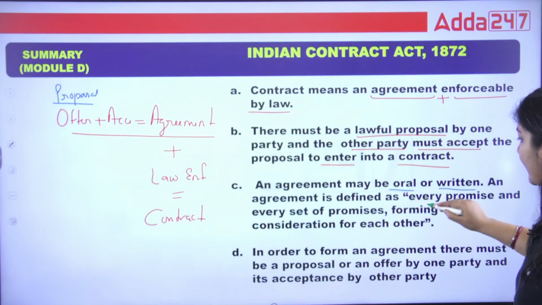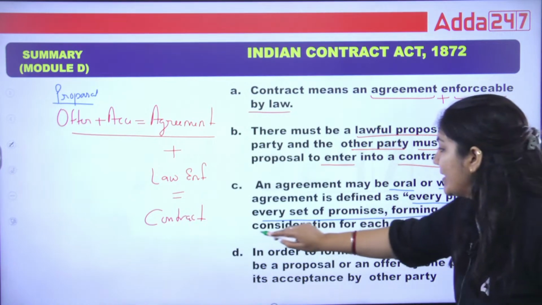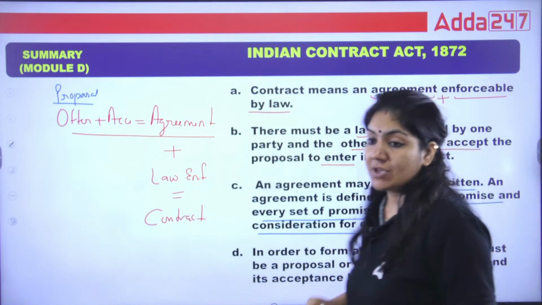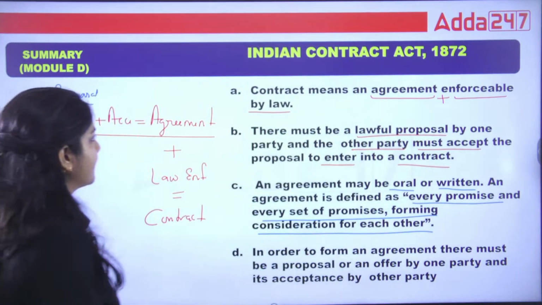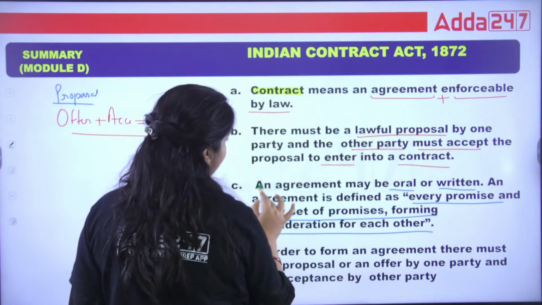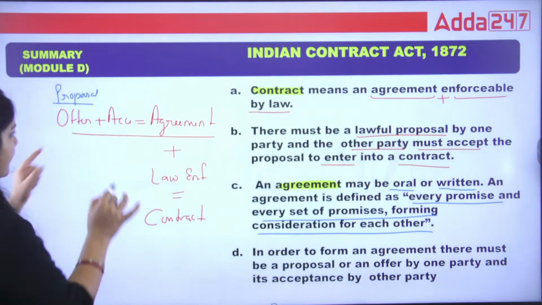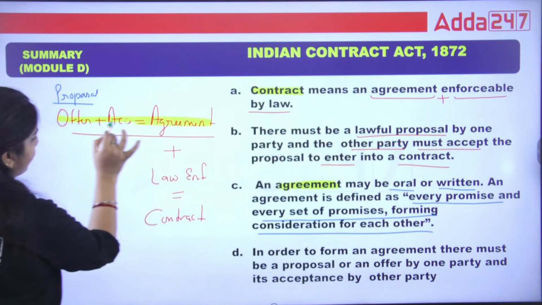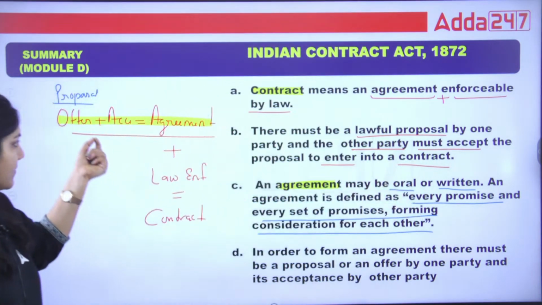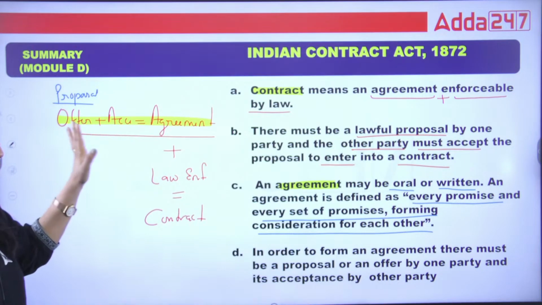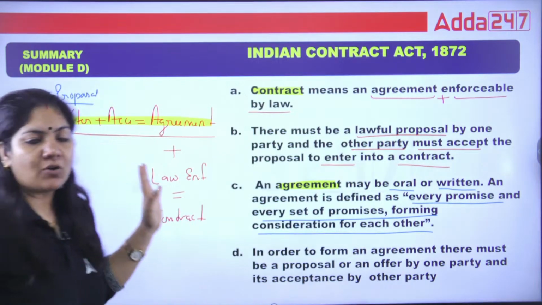An agreement is defined as every promise and every set of promises forming the consideration for each other. So this is the definition of what? Agreement. This is the definition of agreement, not contract. Agreement is nothing but a promise, every promise. Suppose the offerer is making a promise, and every set of promises, the acceptor is also making promises.